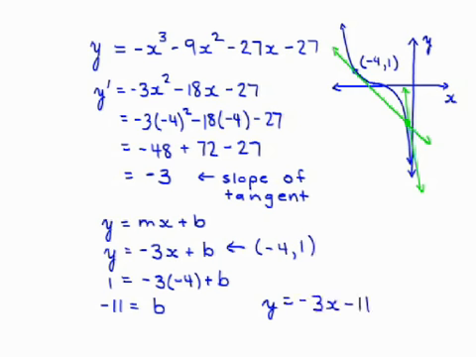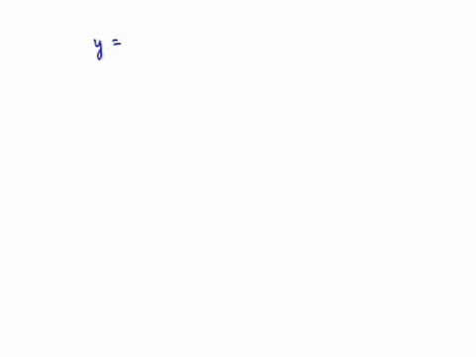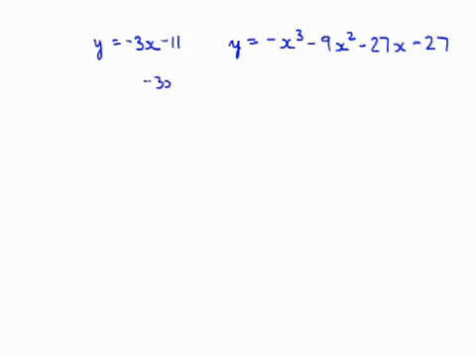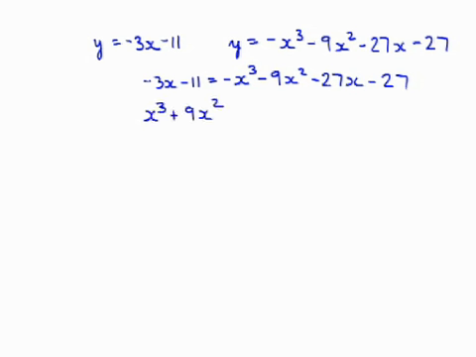Now we have to ask, how do we find the point of intersection between this tangent line, or linear function, and our cubic function? In this case, I'm going to do substitution. Some people would say, oh, I make the equations equal to each other, but remember that it's really called substitution. We're substituting in for the y's. So I end up with -3x minus 11 equals -x cubed minus 9x squared minus 27x minus 27. I'm going to take this cubic equation and set the whole thing equal to 0. So I end up with x cubed plus 9x squared plus 24x plus 16 equals 0.